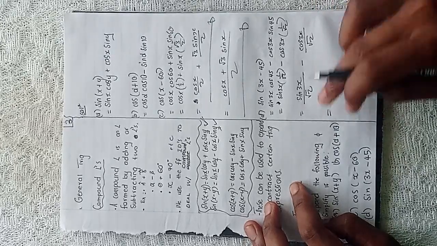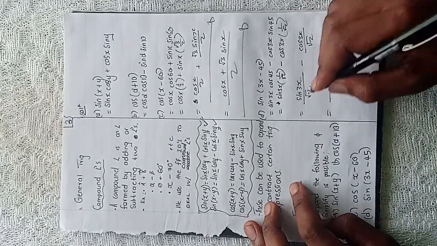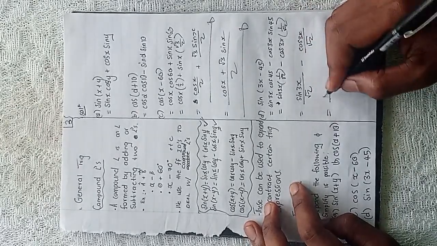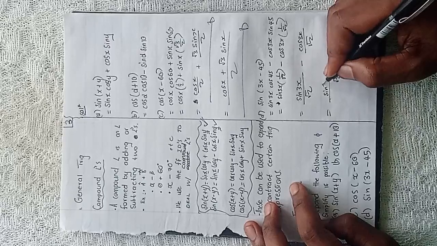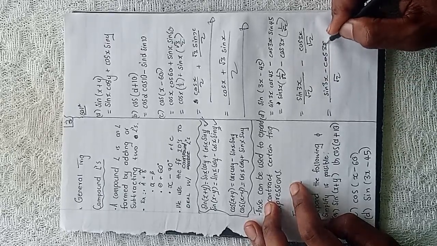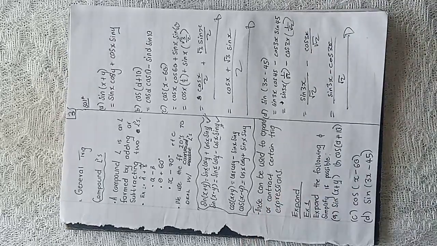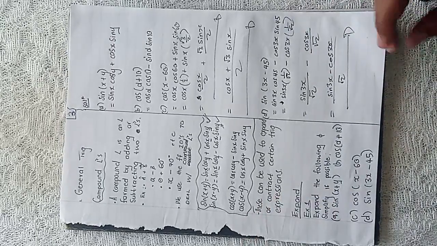The denominators are equal, so I can add the numerators. The numerators will be sine 3x subtract cos 3x. So this is the simplest. This is as far as I can go. All right, then what's next? So that was my first example. That's how we apply our compound angles.